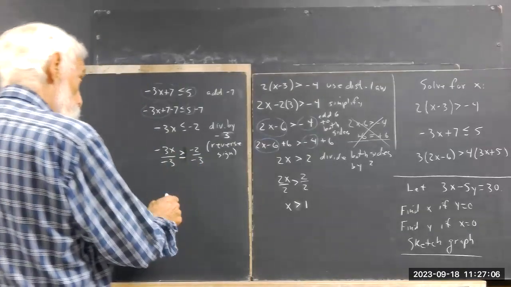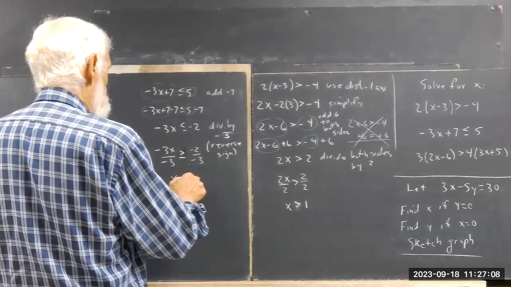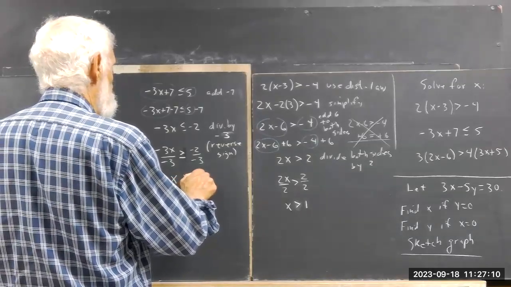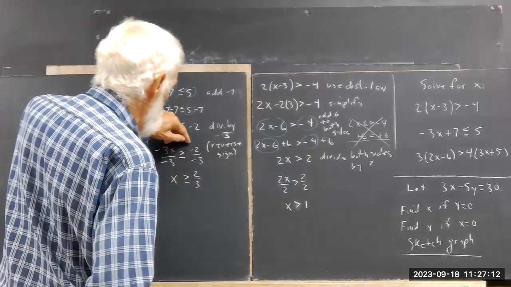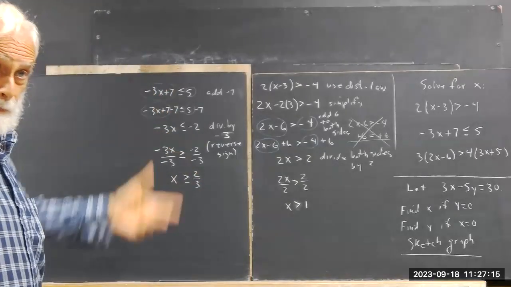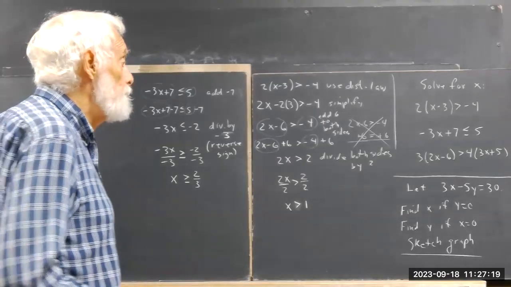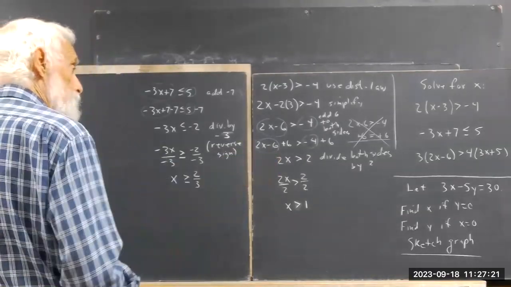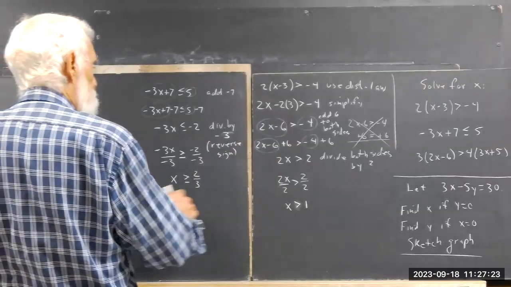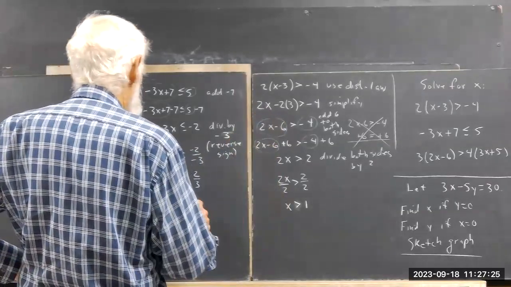Okay, well then we simplify, we get x greater than or equal to 2/3, because of course negative divided by a negative is a positive. So there it is. And then the last one kind of combines what we've seen on these two.